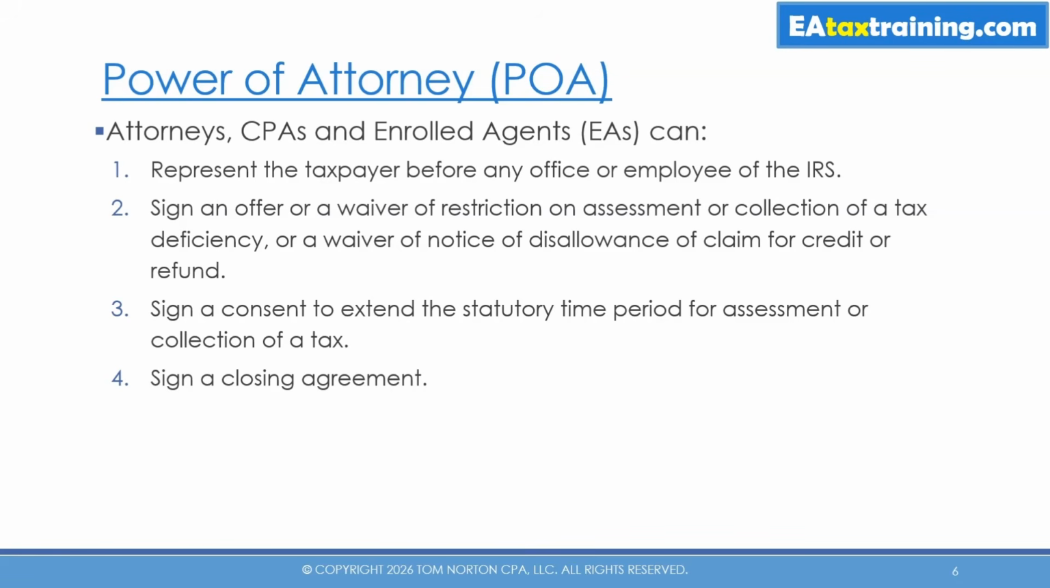You can also sign a closing agreement. So when there is an audit or an examination, at the end, the IRS agent will write up a closing agreement that has all of their conclusions and everything that you've negotiated with them and what the final outcome of that audit is going to be. And you, as the representative, have the power to sign that on the taxpayer's behalf.